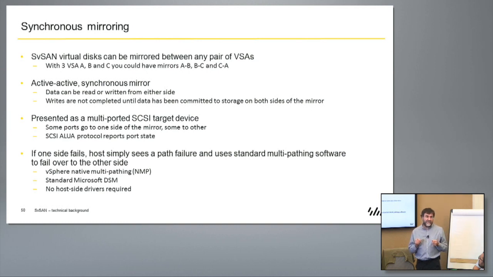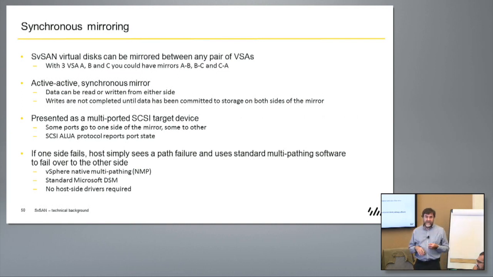What this means is you don't need any special software running on the host. We work with standard multipathing software on the host. The software on the host simply sees the multi-ported SCSI device. If one side of the mirror fails for any reason, then it simply sees a path failure to one side of the mirror and uses its standard path failover software to talk to the other side. You can have multiple ports to both sides of the mirror as well. It's not just two ports. You could have two to one side of the mirror and two to the other side if you want to get redundancy or extra bandwidth or whatever.